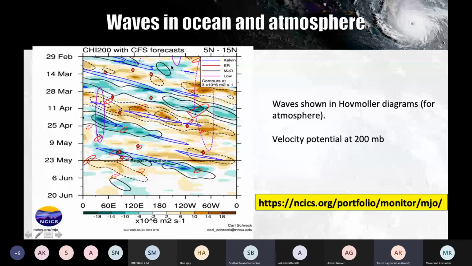This is basically representing cloudiness. So this means there's a lot of cloudiness, dry and wet phases. During Amphan, it was a lot of wet phase. So green represents wet phase, and this represents a dry phase. Okay, sir. One more question, sir.